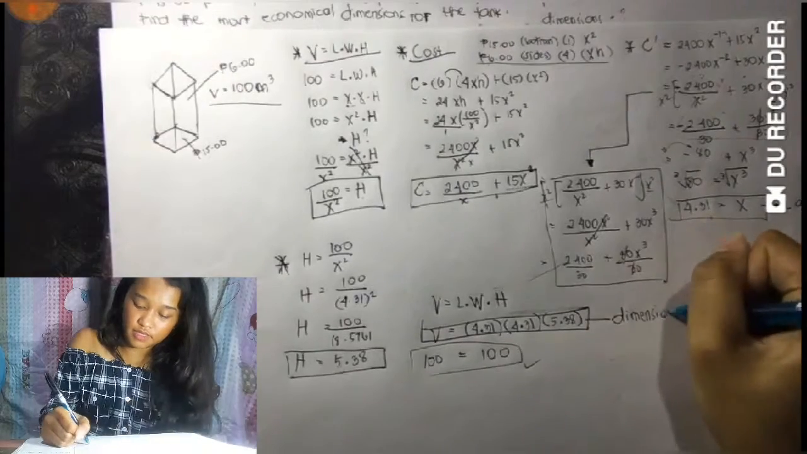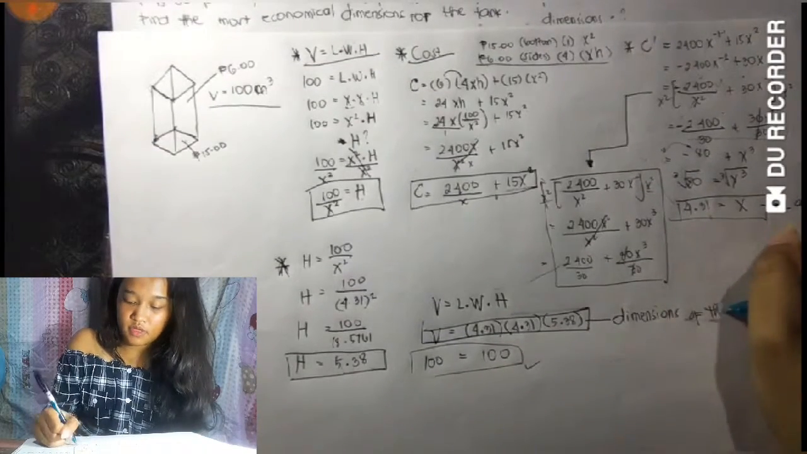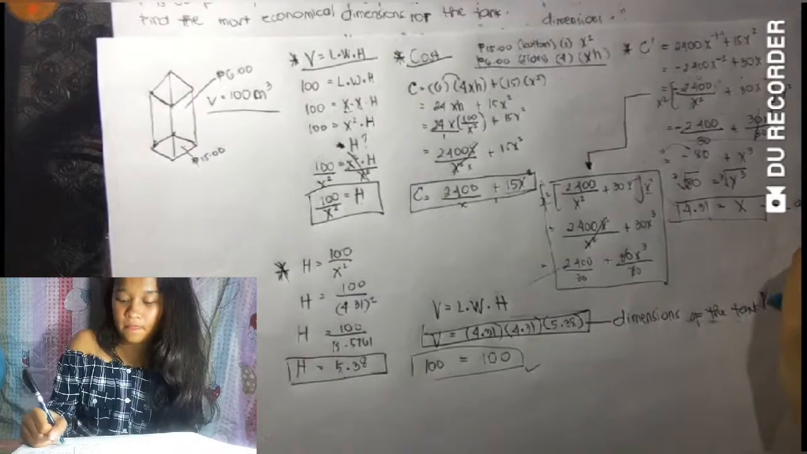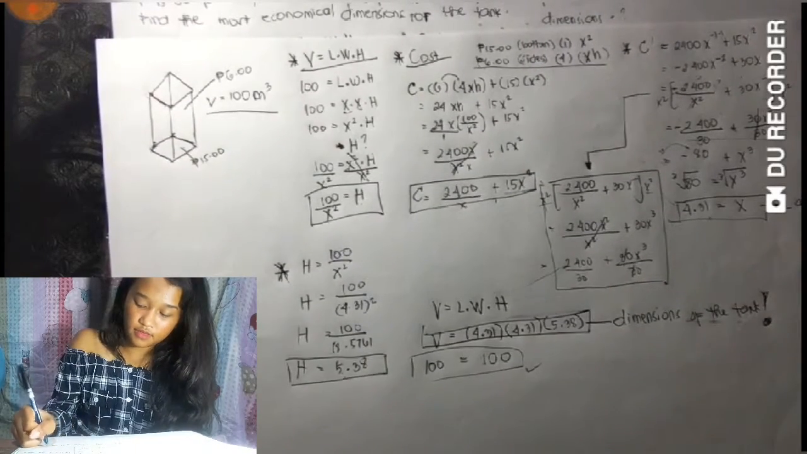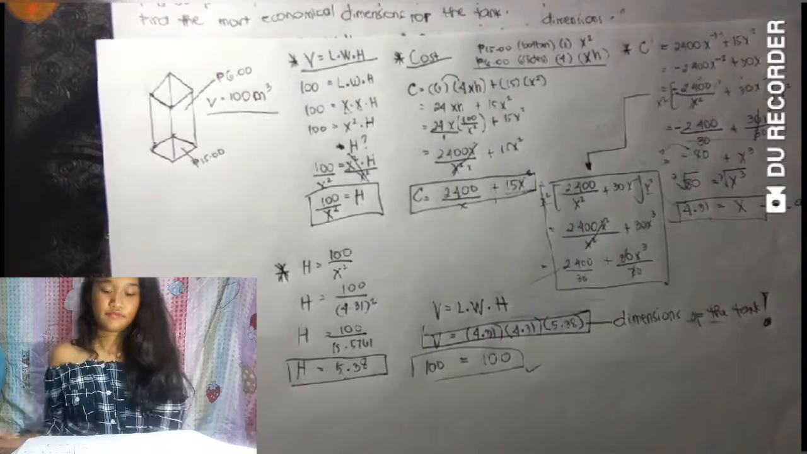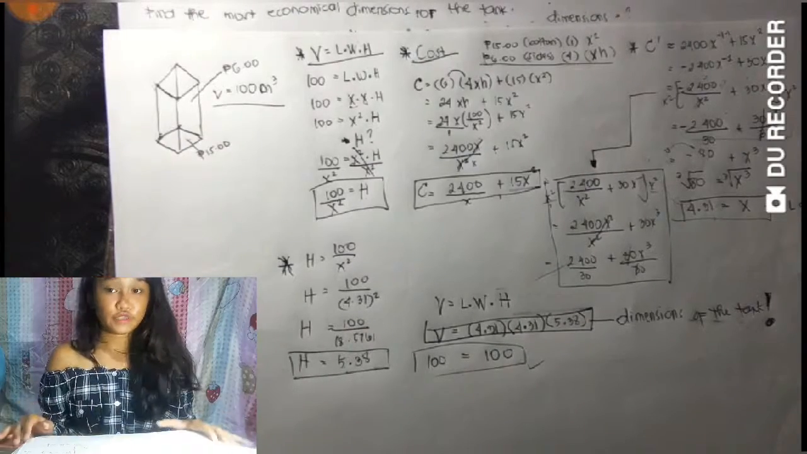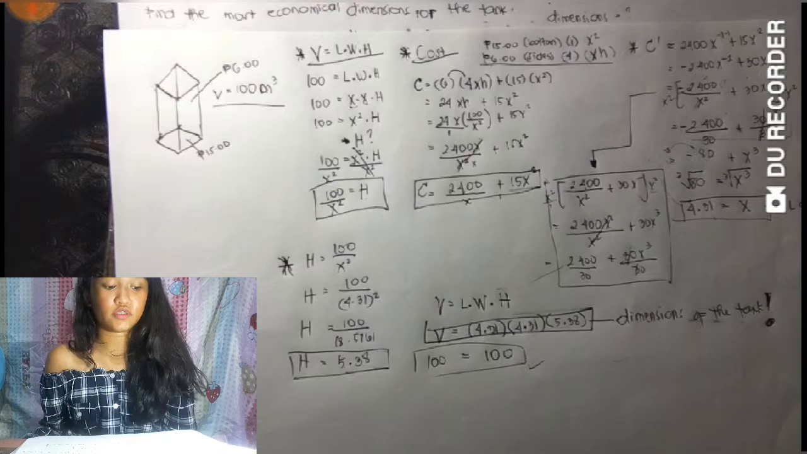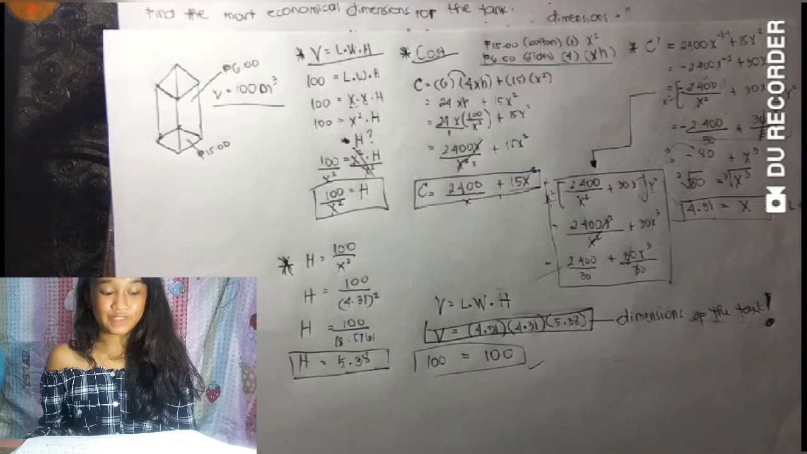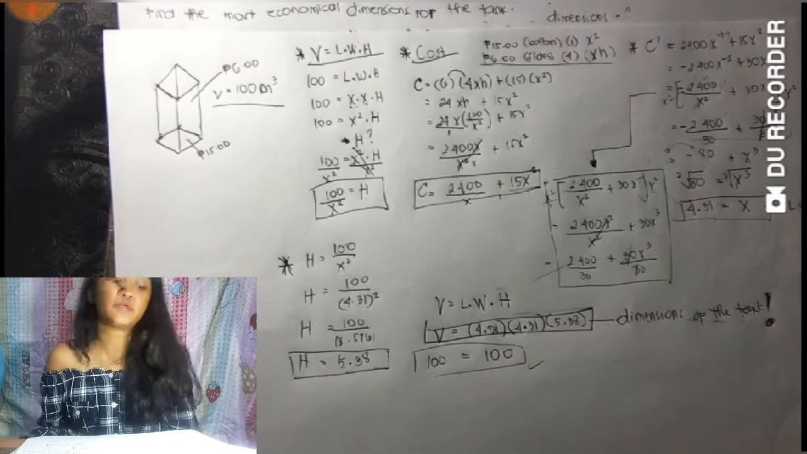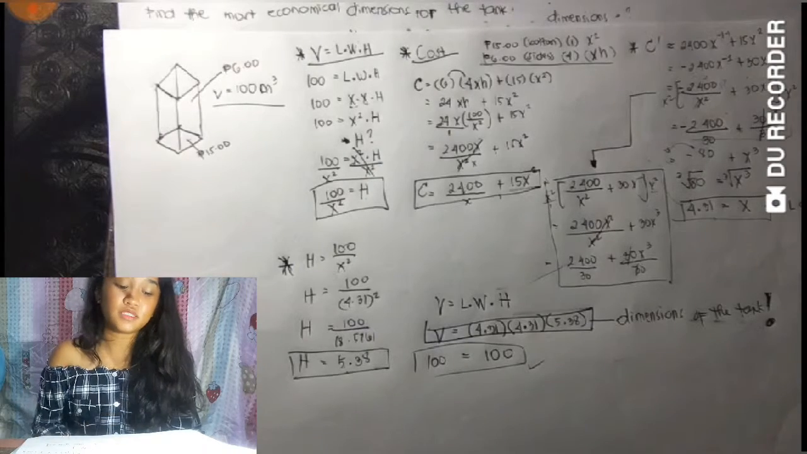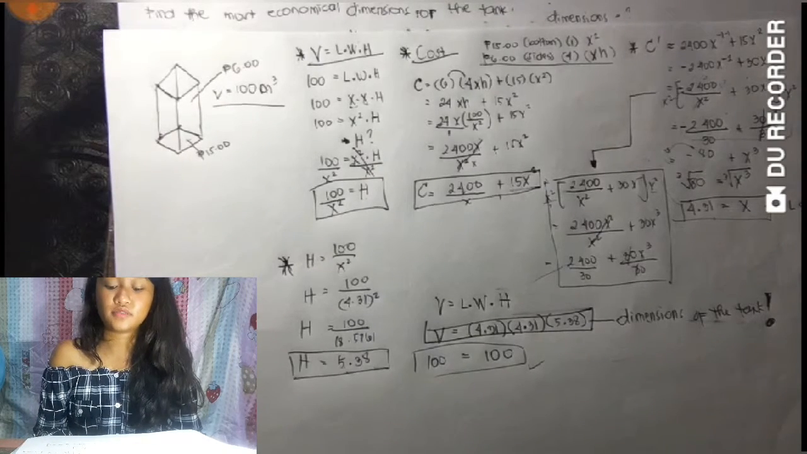Yeah, and this is going to be the dimensions of the tank. Simple as that. Again, first it's really important to know the formulas of the shapes or the figures, and then you will organize your formula to get a cost if you're given this problem. Well, there are a lot of problems about optimization. For this one, this is the easiest way to have it.